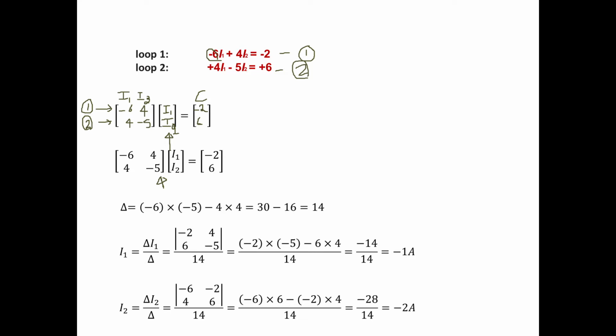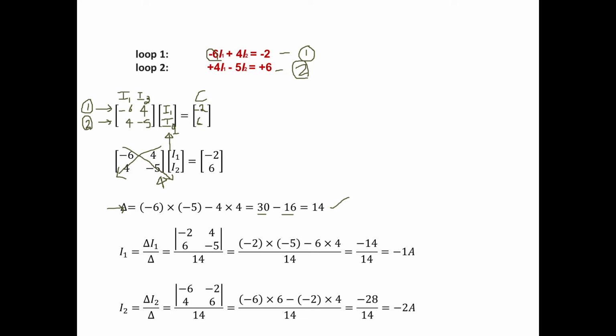Now how do you find I1 and I2? The first step is to find delta. What do we mean by delta? Multiply these two numbers and then subtract the product of these two numbers. So minus 6 into minus 5 is 30, minus 4 into 4 is 16. So delta is 14. This is the first step.